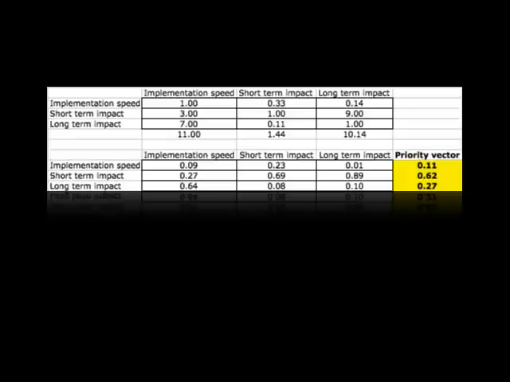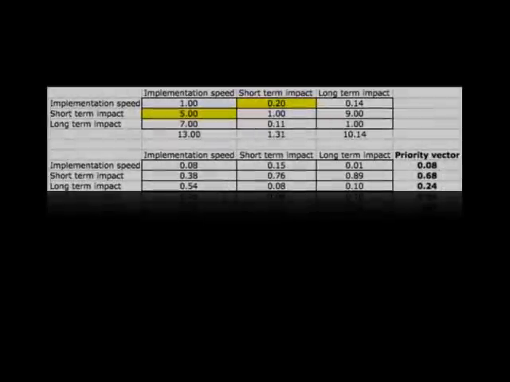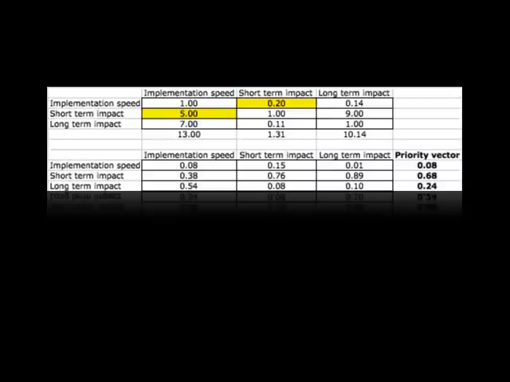I sometimes get asked how accurate you need to be with the numbers in the spreadsheet, so let's look at an example where we change the value of short-term impact to 5. The end result is that implementation speed has gone from 0.11 to 0.08, the short-term impact has gone from 0.62 to 0.68, and the long-term impact has gone from 0.27 to 0.24.